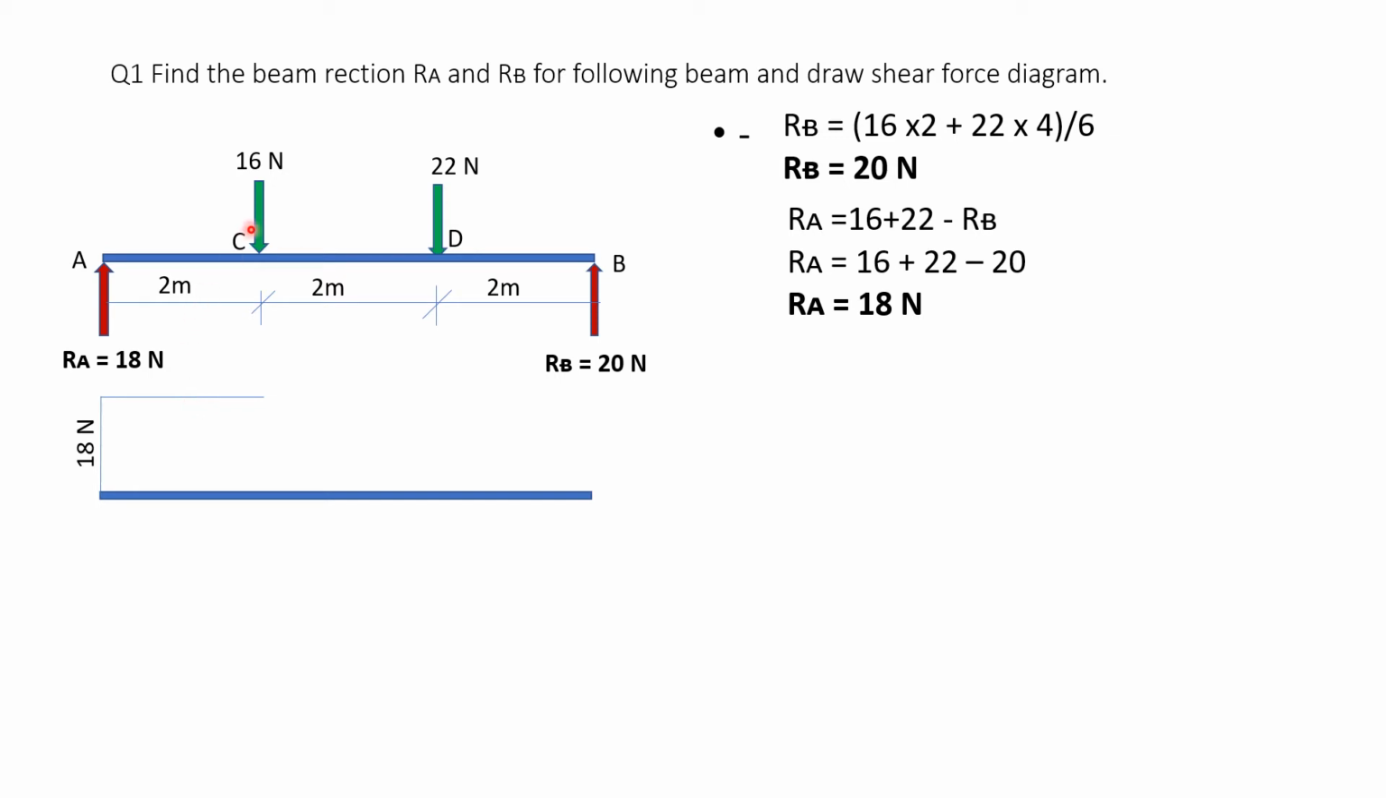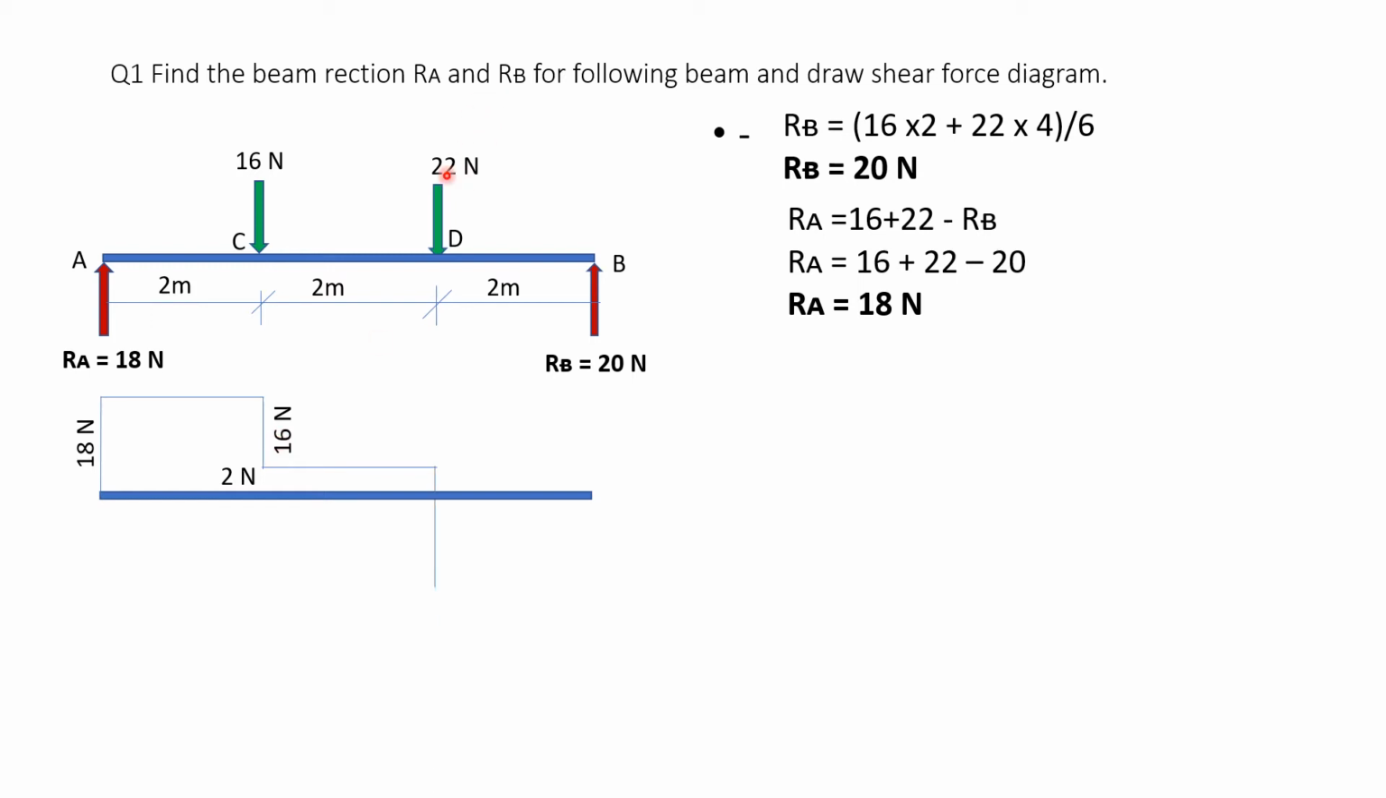At C the vertical force is coming down by 16, so at C come down by 16, so 18 minus 16, balance is 2 Newton. So from C to D the shear force is 2 Newton. So here 2 plus 16 is 18, and this 16 is coming down, so from this point I have come down by 16, and here the balance is 2 Newton. So from C to D will be a horizontal line of 2 Newton.